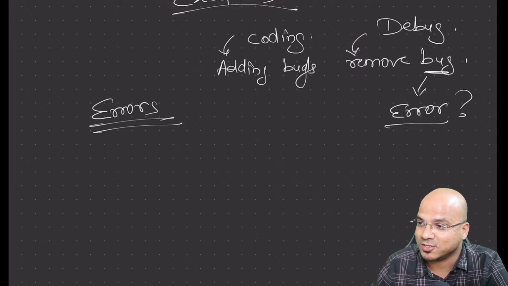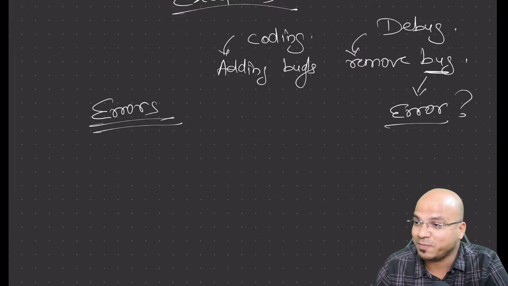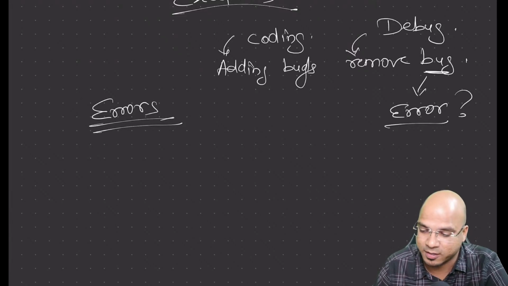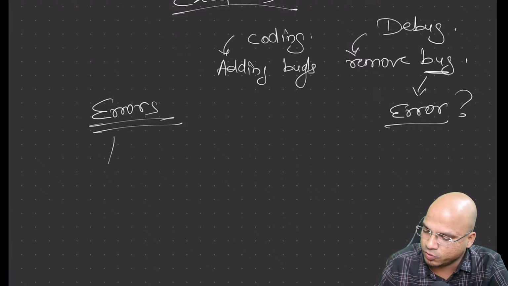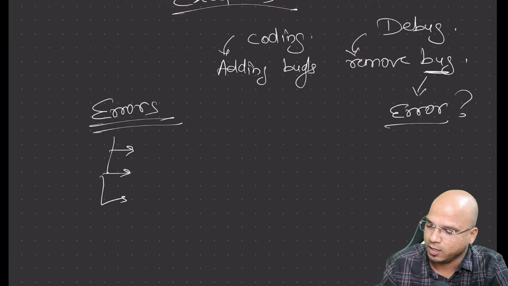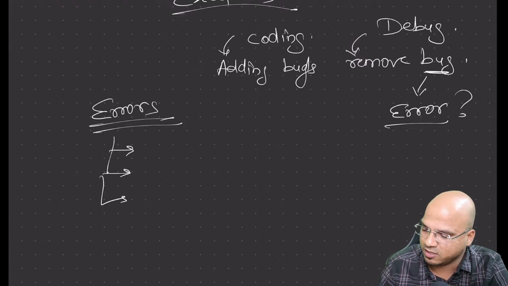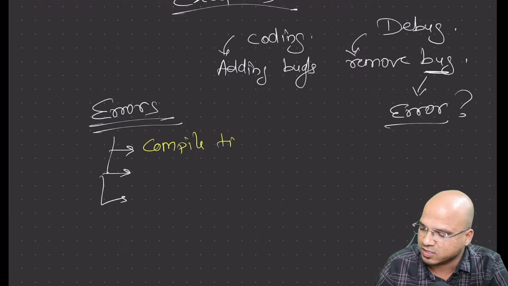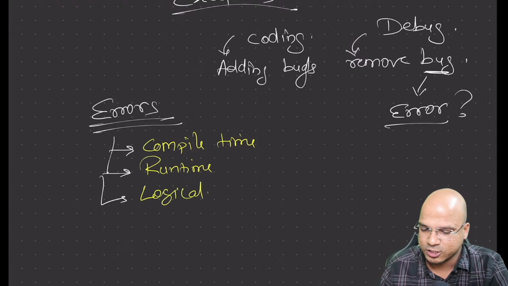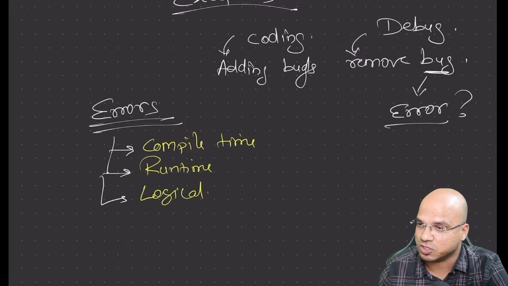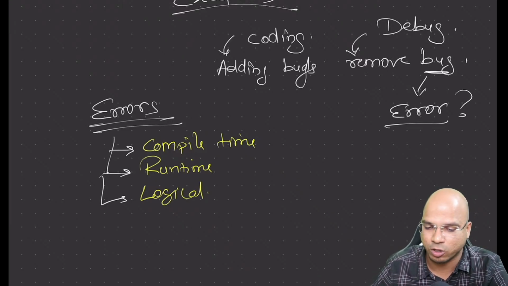What you get is a wrong answer. You were expecting something and you got something else. That is also an error. So we can divide errors into three categories. The first one is compile time errors. The next type is runtime errors. The third one is logical errors. So we can categorize our errors into three sections: compile time error, runtime error, and logical error.